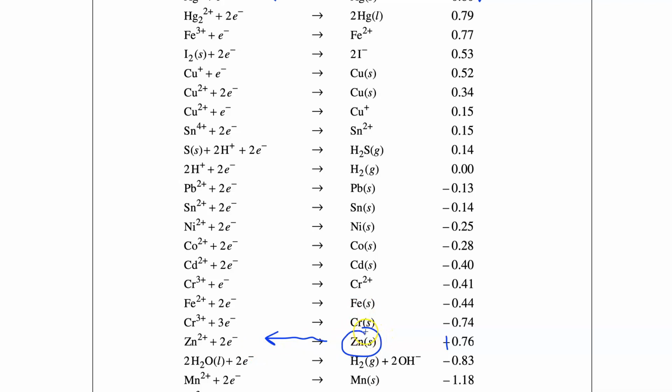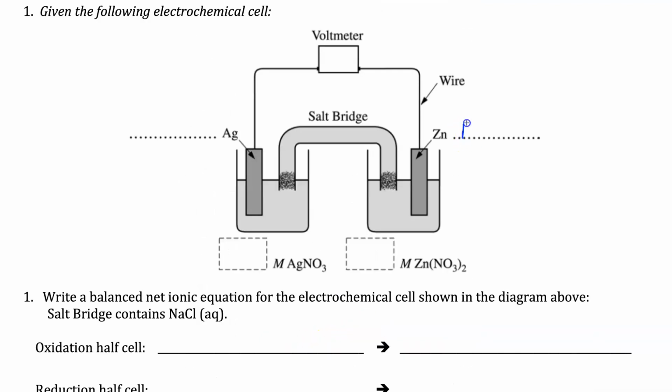Let's go back to the quiz. So zinc is my anode. A good mnemonic to remember is An Ox, Red Cat. The anode is the place of oxidation, and the cathode is the place of reduction. So this is going to be my oxidation half cell. This is going to be my reduction half cell. We're splitting the redox reaction.